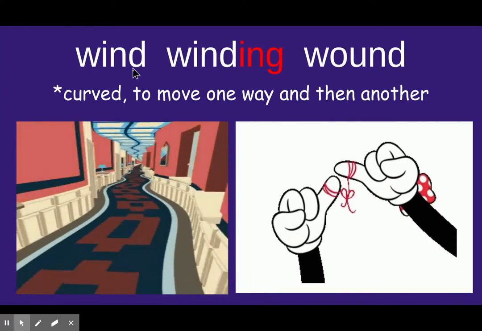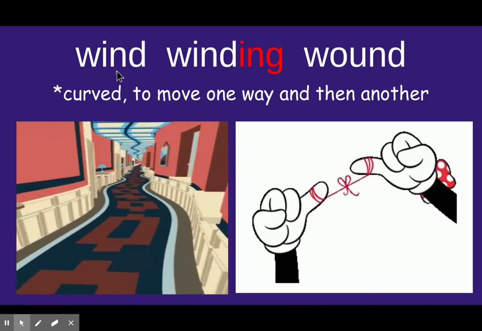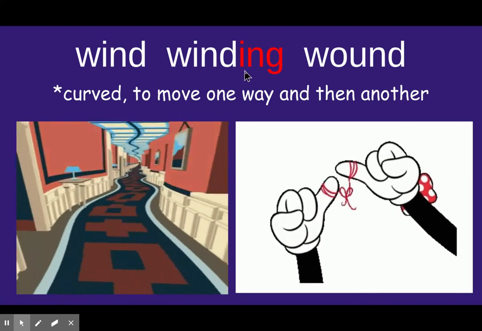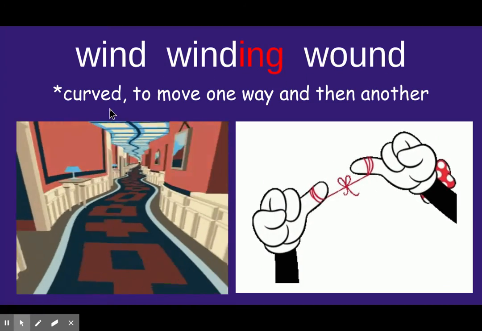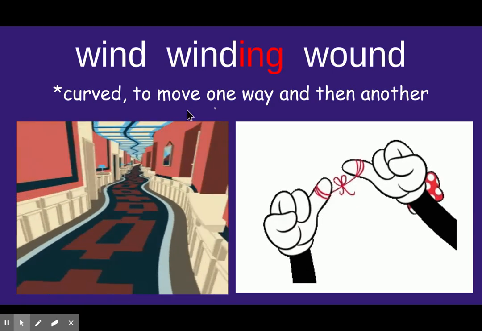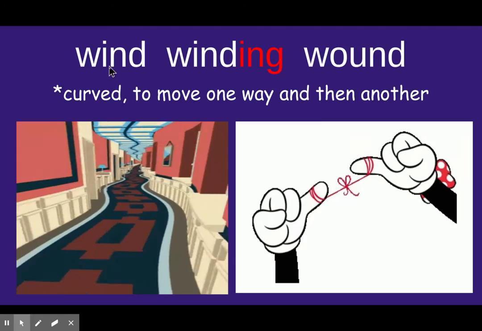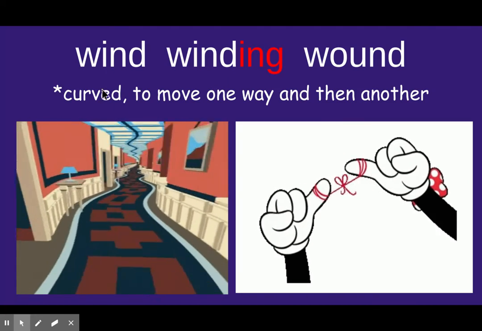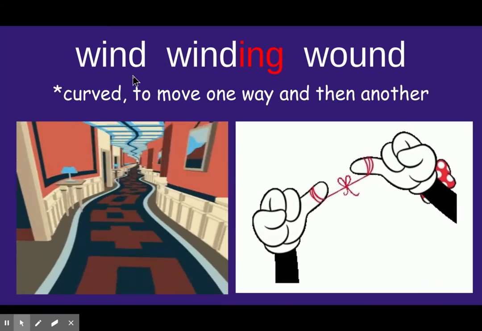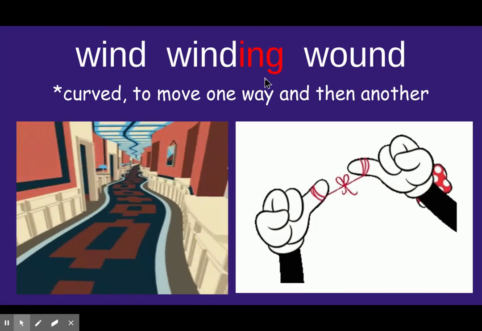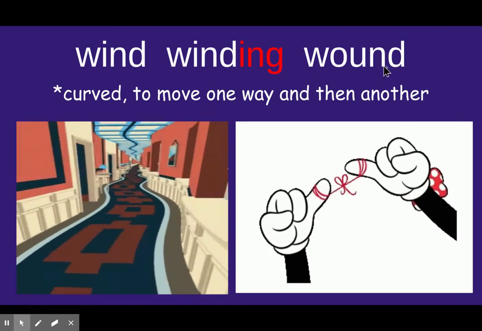Okay, everybody goes, oh, wind. This word is tricky because it can also be wind, winding, wound. And what that means is curved, to move one way and another. So yes, this could be wind, but in this form and how we're learning it, the word is wind. It rhymes with kind. So it's wind, winding, wound. And there's that irregular past tense verb right there.